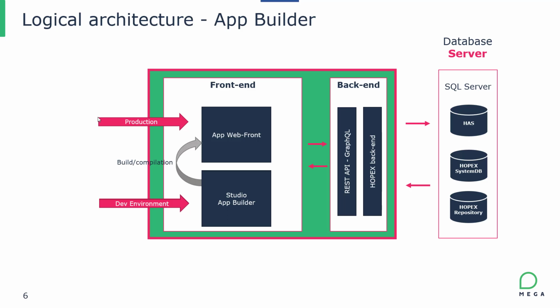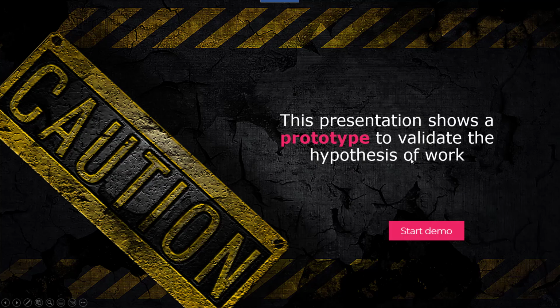Now that you have understood the high-level principle, we are going to have an overview, a demo of some parts of what we are testing today. Of course, these presentations show a prototype to validate the hypothesis of work we have mentioned. During this phase, we may adjust the hypothesis of work we've just done. We may add some complementary feature or remove some element of the scope.